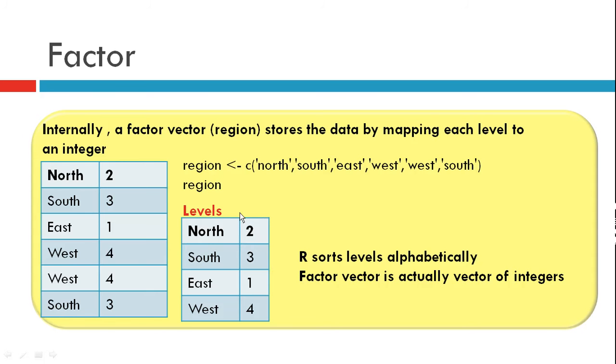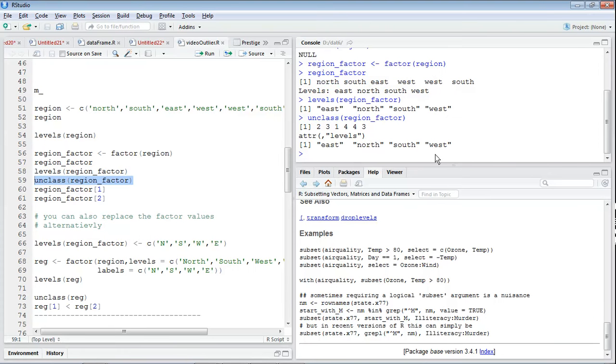Along with that, it will show the encoded value. That's what we could see here. So for north, south, east: we have only one east, it shows 1. We have west as 4, because the W comes in the last position of the alphabet. So that's why 4.